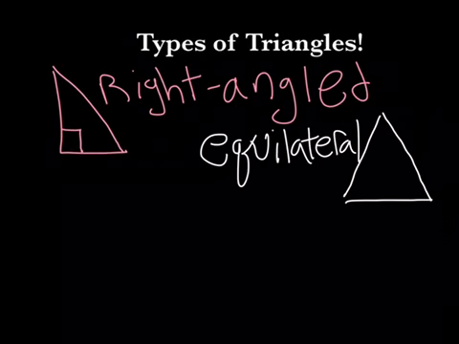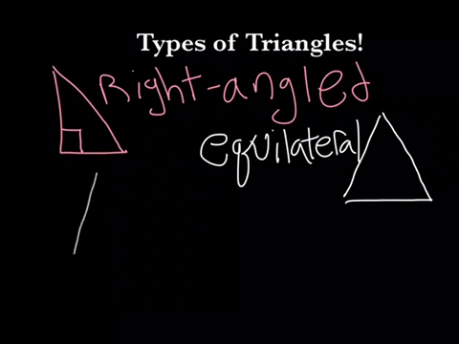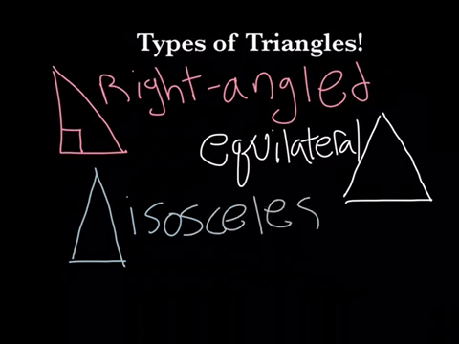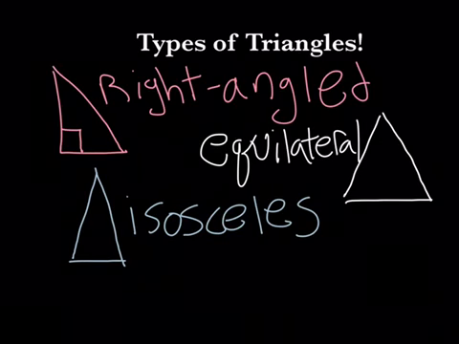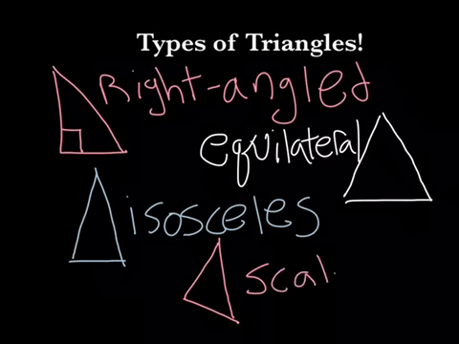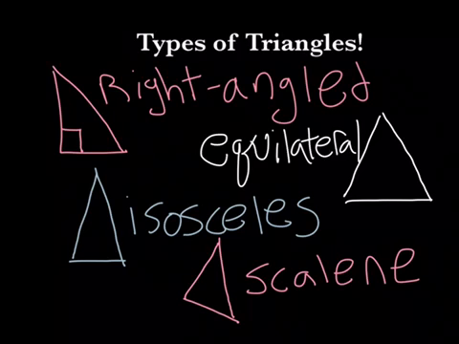The third type of triangle has only 2 equal sides, and it looks like this. It is called the isosceles triangle. The fourth type of triangle has 3 unequal sides, and it looks kind of like that. And this one is called the scalene triangle. And those are the 4 basic kinds of triangles.